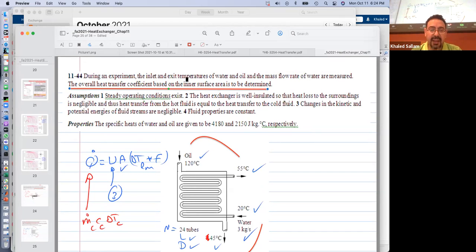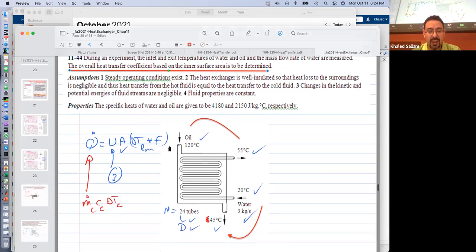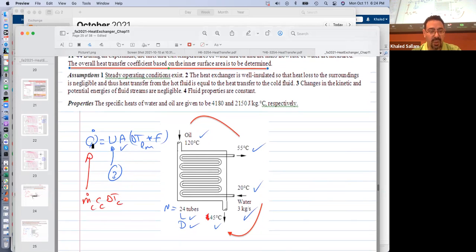During the experiment, the inlet and exit temperatures of water and oil were measured. The overall heat transfer coefficient based on the inner surface area is to be determined. So, same equation, Q dot is UA delta T, but now there's an F. Why is there an F? Because this is not counterflow or parallel flow. This is shell and tube. We need an F from it. We need to use a chart for shell and tube. One shell, and we don't care how many tubes there are, right?